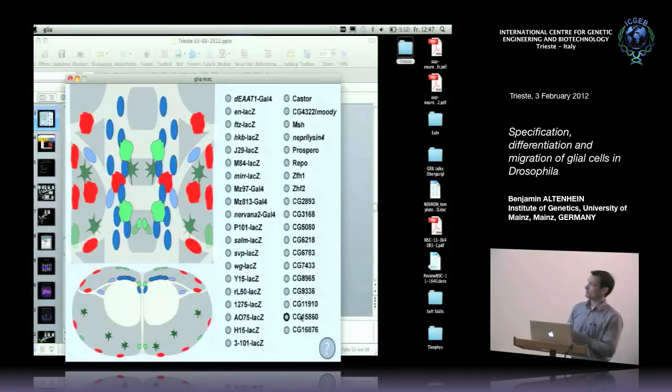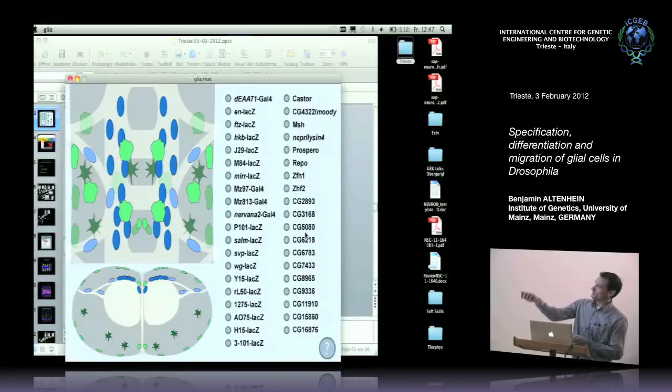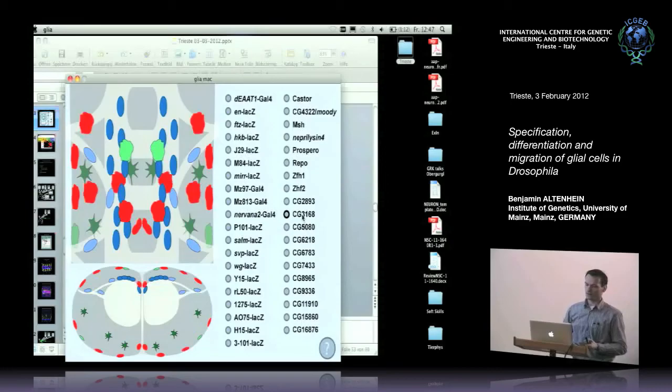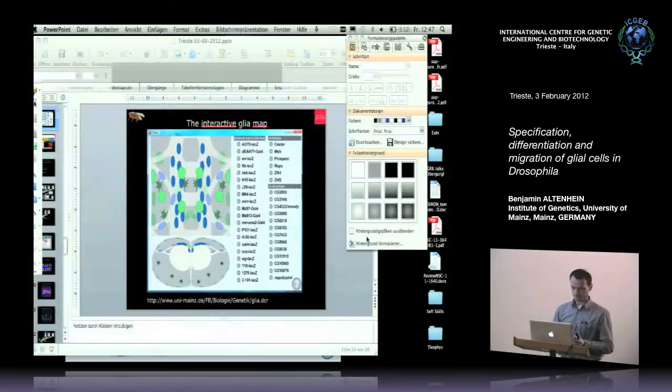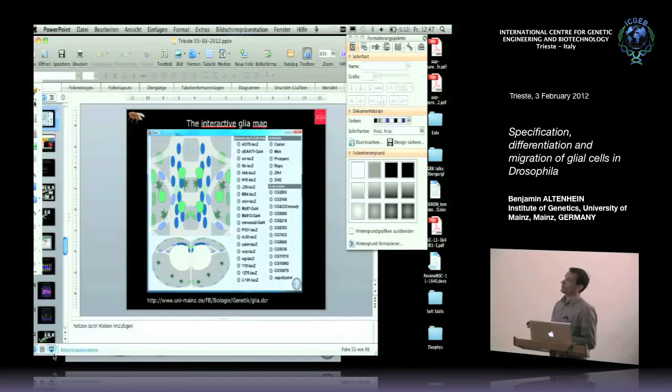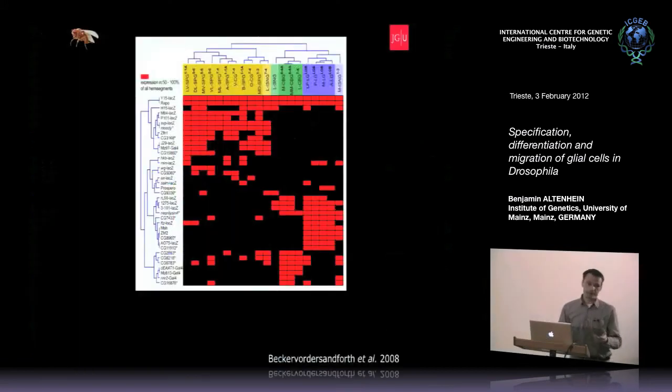As you can see, this is a set of marker genes that we picked from the microarray, which are not yet characterized, and you see that these are nicely expressed only in subsets of glial cells. It's a very nice tool to address exactly this question of which cells express what marker and vice versa. Really very nice tool.